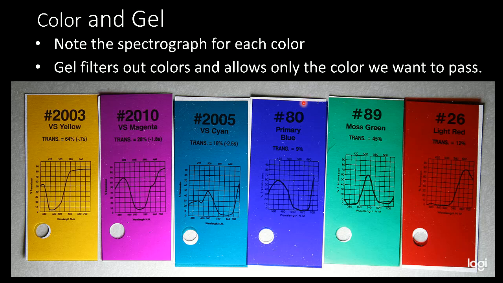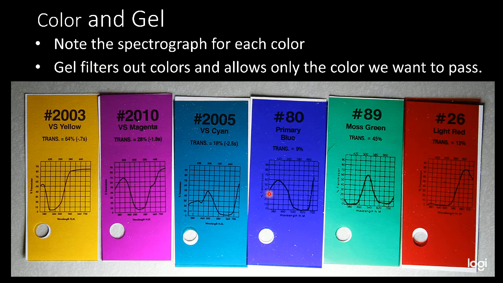If you'll look, there's a little spectrograph underneath each one of these color swatches. And you can note that our red, R26 here, is going to pass most of the red spectrum. These longer wavelengths are what it's going to pass, and it will absorb the blue and the green. Our green filter is going to pass most of our green frequencies, which are in the middle of our spectrum, and filter out both the red and the blue.